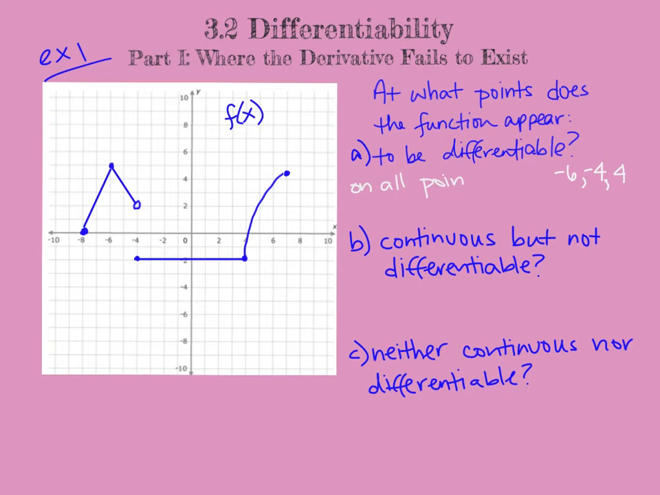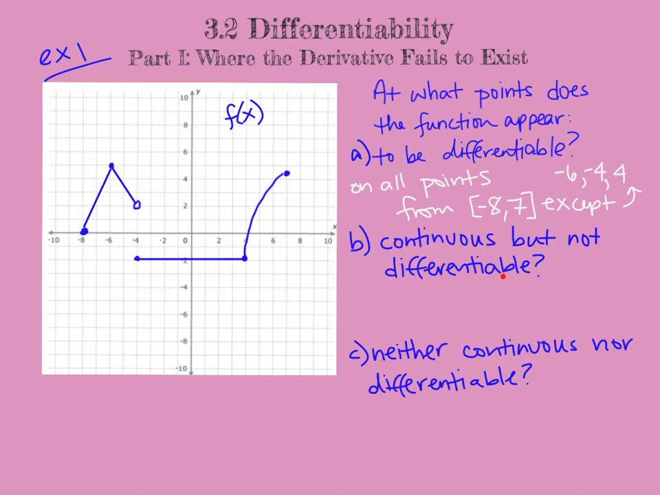points in our domain, which is from -8 to 7, and we'll say except these 3, except at -6, -4, and 4. Didn't mean to write that in such a strange way, but on all points from -8 to 7, except, boom, right here. We could have written this in a different way, but I feel like this is easier than writing all those separate intervals.